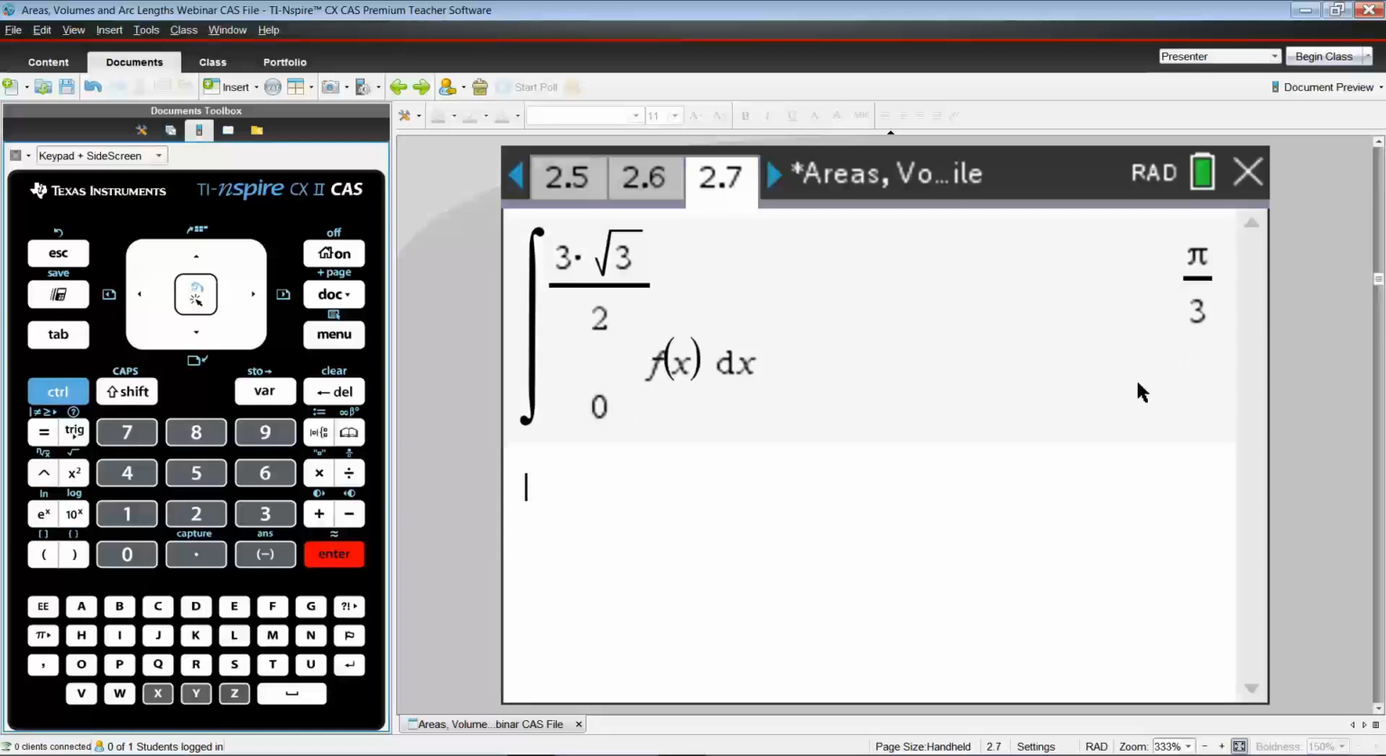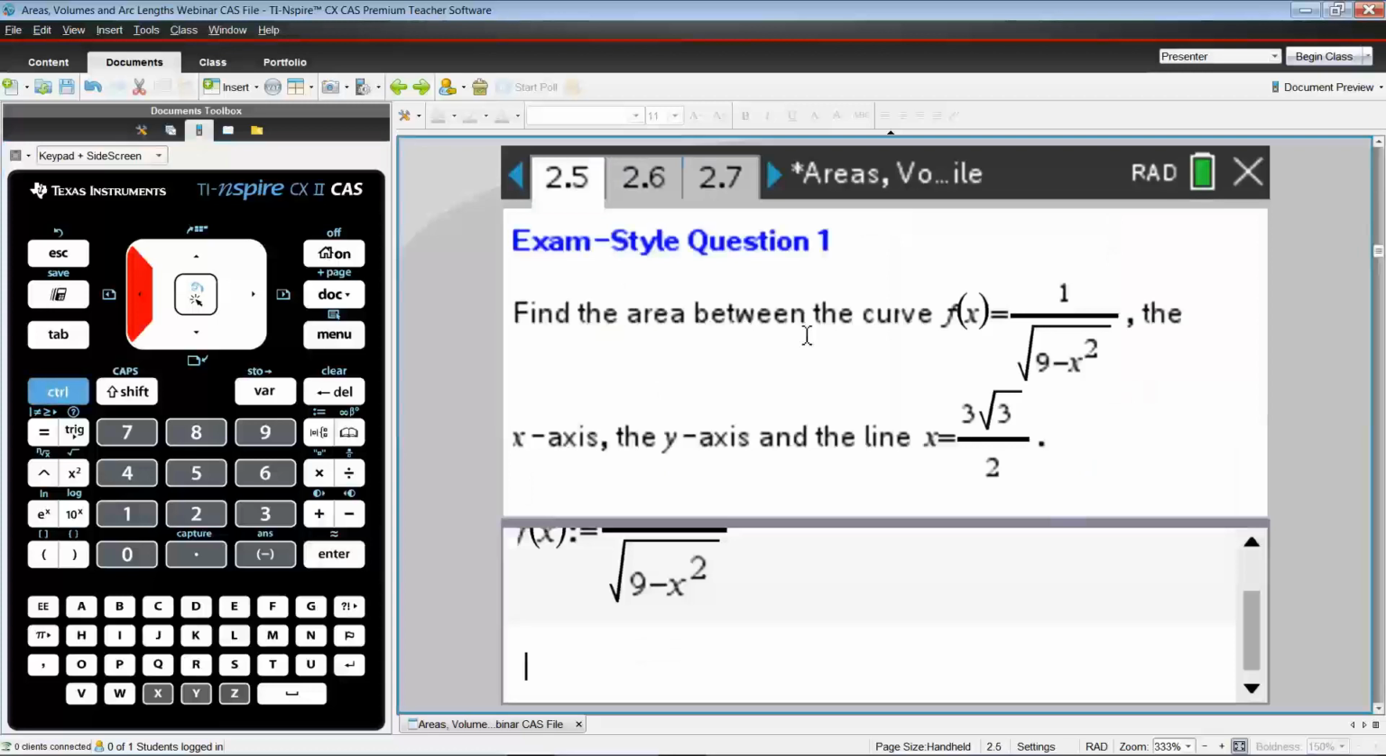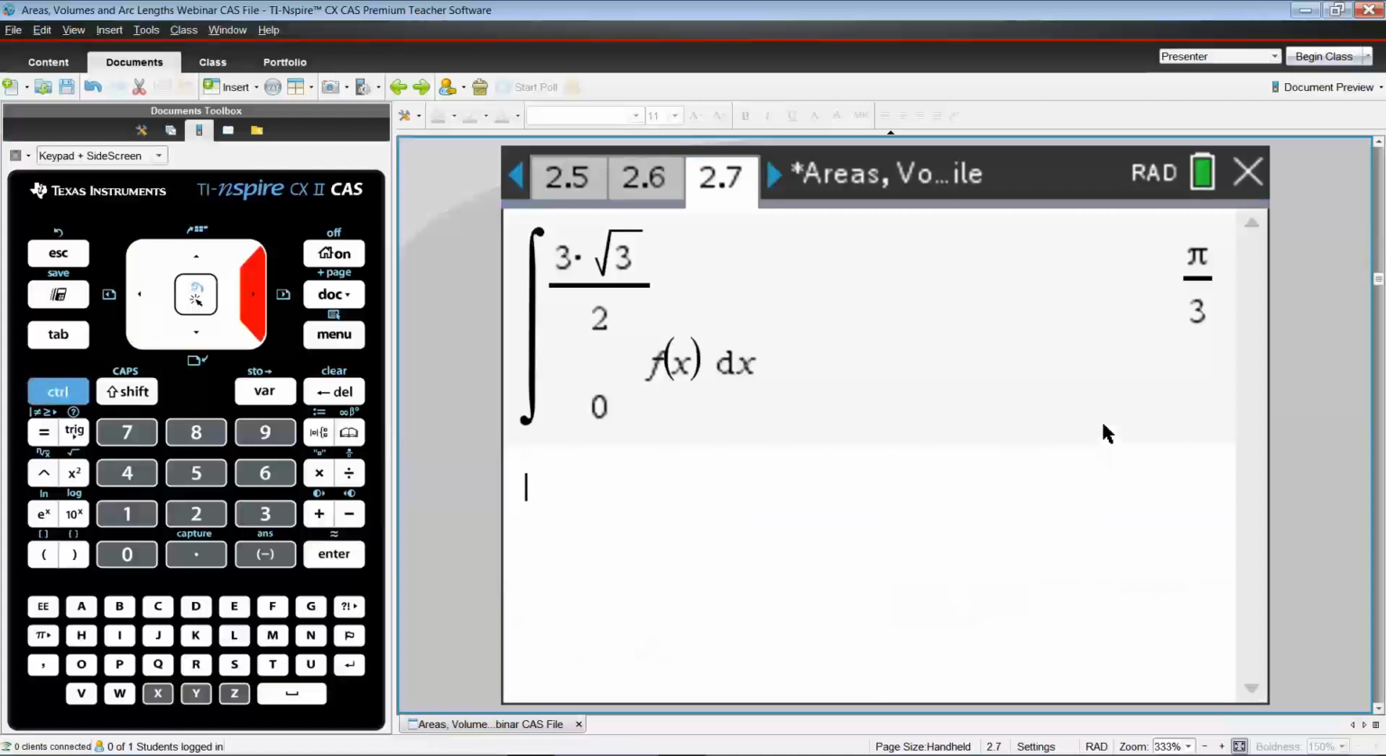So the answer to the question, what is the area between the curve f of x, the x-axis, the y-axis, and the line x equals 3 root 3 over 2? The answer to that question is pi over 3 square units. When you're writing this out as a textbook question or exam question, and you're writing out the answer, you have to put square units at the end, or units squared. It's up to you, but you must state some sort of units that this area corresponds to.